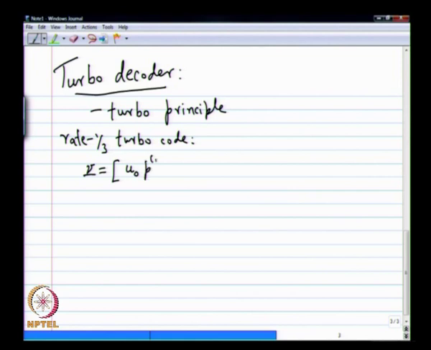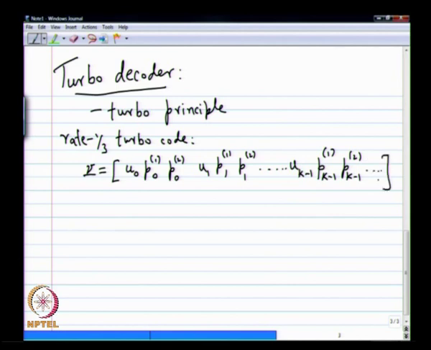U0, P10, P20, U1, P11, P21, and so on till U, I will stop with K minus 1. I will not worry about the termination, but when there is some termination going on, depending on whether you are in the first code or the other code, there is some termination going on. So I will keep it at K minus 1 just to keep the notation simple and not worry about too many other things. There is some other termination stuff, and that is your code word.